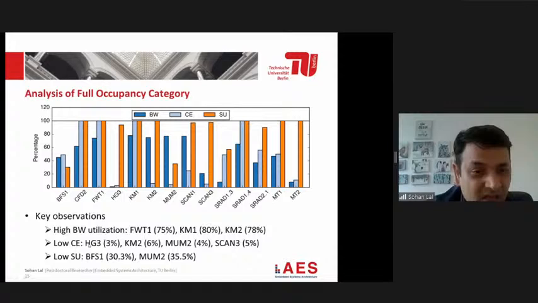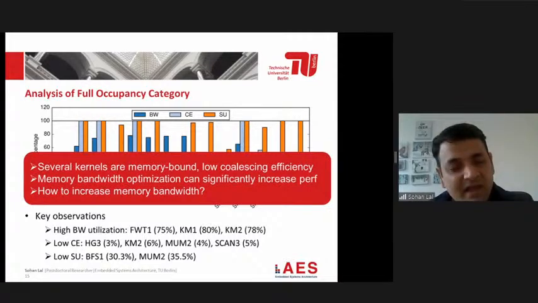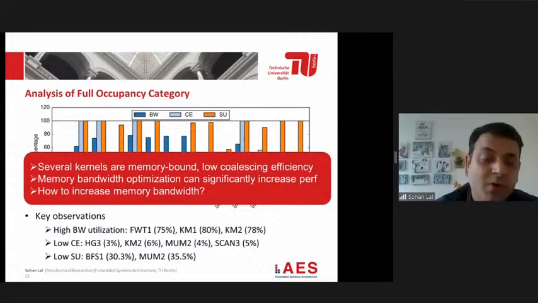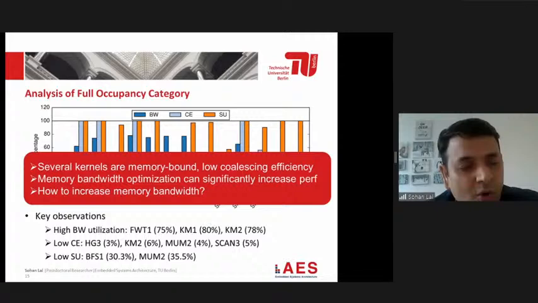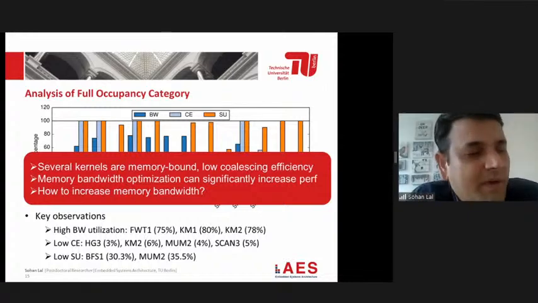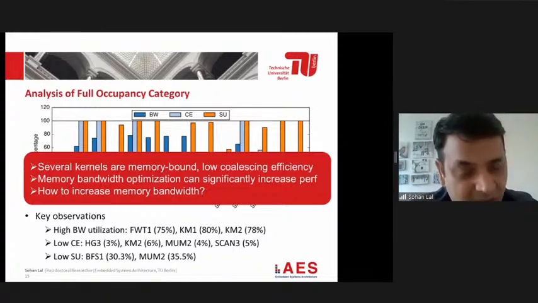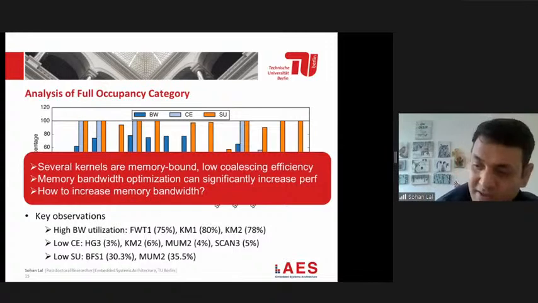The key message here is that several kernels are memory bound, the ones which have high bandwidth utilization, and probably also those which have low coalescing efficiency, because low coalescing efficiency can exert very high pressure on the memory hierarchy. That's why we think that memory bandwidth optimization techniques can significantly improve their performance. By memory bandwidth optimization, I mean we can either effectively use the existing memory bandwidth, or we can try to increase the memory bandwidth. These are the two ways to do that.